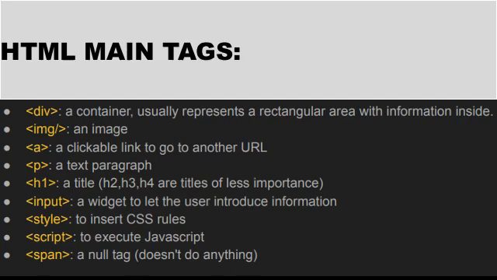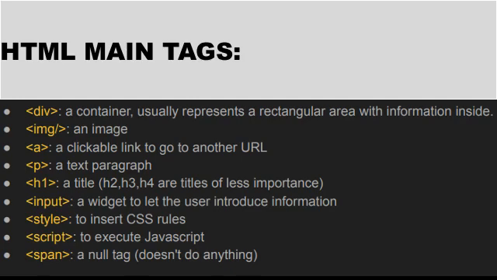For example, let's say we have a card, a box, and then we have a title, some text inside, maybe an image inside that container. So a div is just a container. Two, we have the image, that is the img tag. That's an image tag. If you want to put pictures into your website, then we're going to use the image tag.